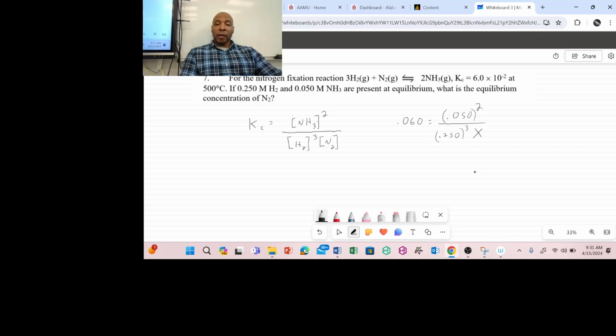So all I'm going to do is take 0.06. Well, I think I'll just go ahead and take 0.25 and cube that, multiplied by 0.06, and then divided by 0.05, and then divided by 0.05 again.